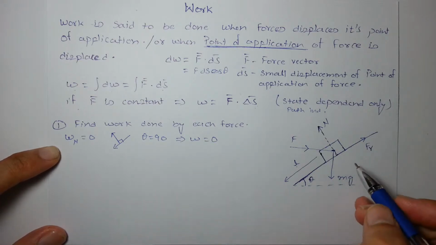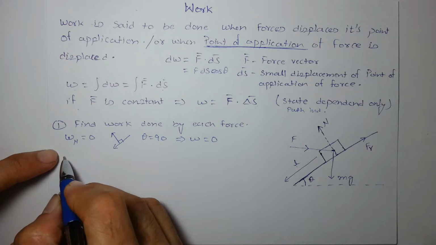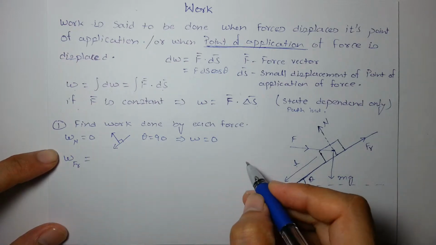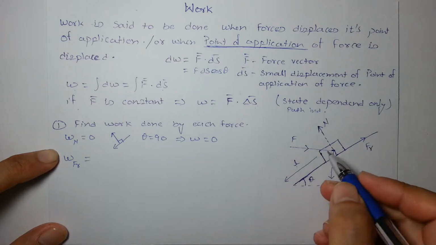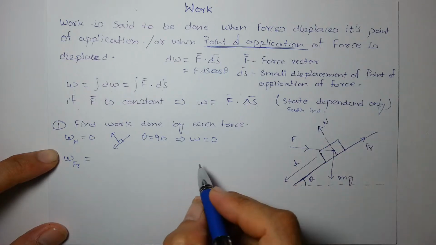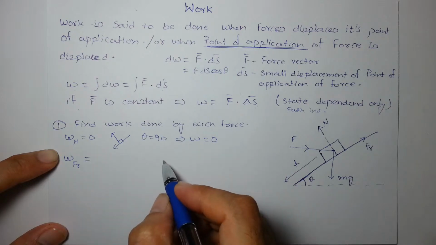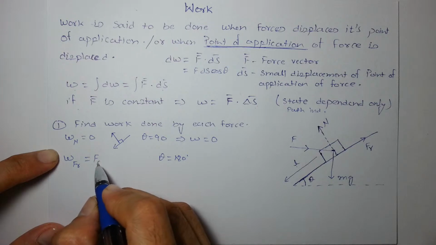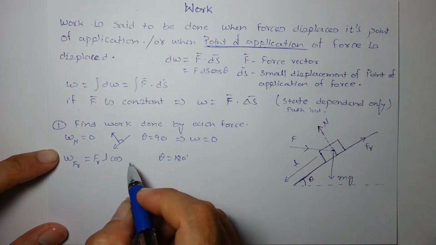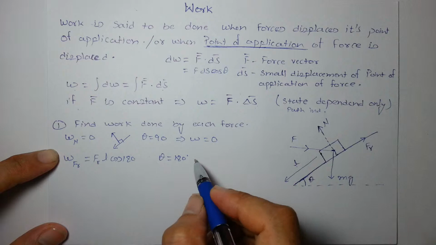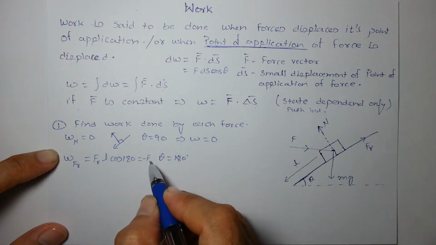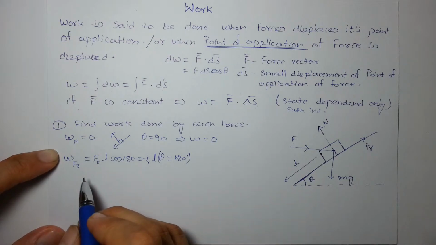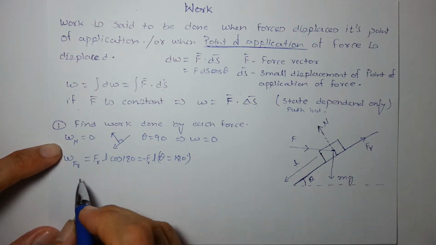Let's talk about work done by friction. Friction is acting in this direction and displacement is this. So the angle between them is nothing but 180 degrees, and we write friction into displacement into cos of 180. So we get minus friction into displacement. Theta is 180.